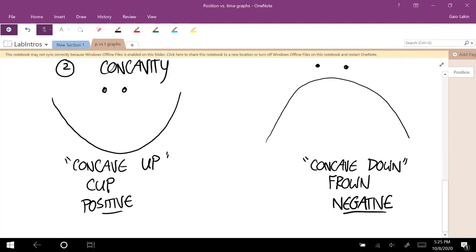And like I mentioned a second ago, if there's no concavity and you just have a straight line, and it can be in any direction, then you have no concavity and it's not positive or negative. And if you have a position versus time graph that's just a straight line, then there's no acceleration. That means that thing has a constant velocity. Constant velocity and zero acceleration mean the same thing, since acceleration is measuring how quickly the velocity is changing.